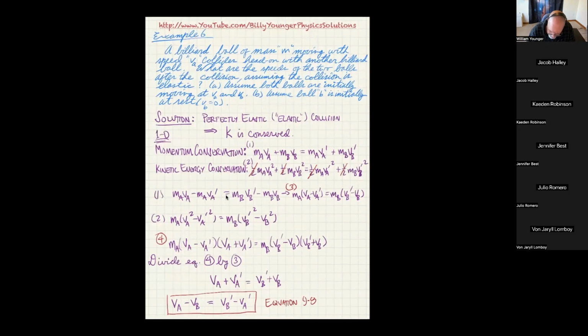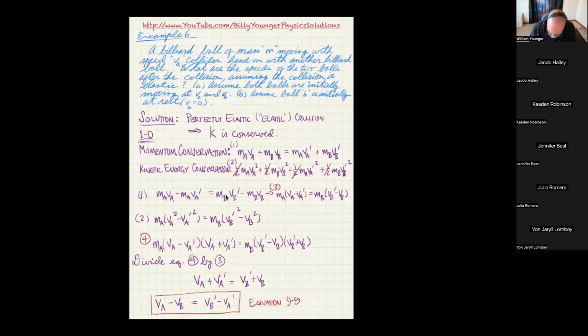For instance, problem A, it says, assume that both balls are initially moving at VA and VB. And what they want us to do is figure out what the speeds of the balls are after the fact. So we already know this one part of the equation, which is VA minus VB is equal to VB prime minus VA prime, which you can also reverse if you want them to both be AB. So it's VA minus VB. All you have to do is replace the right-hand side with the negative of the right-hand side in parentheses.